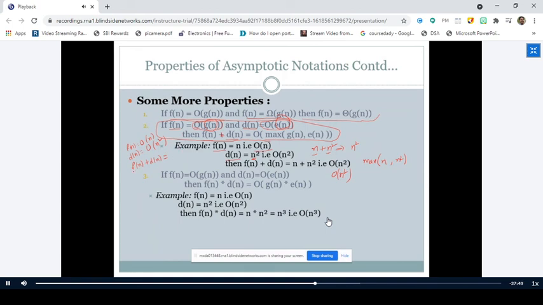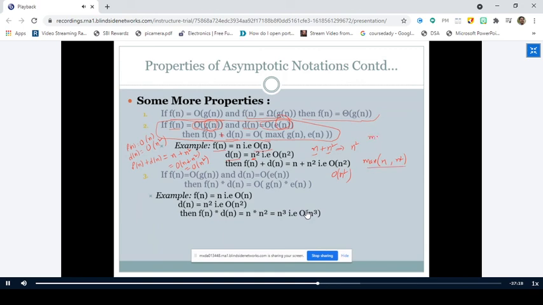So if I combine this f of n and d of n, what is the time complexity of f of n? It is n. Plus, what is the time complexity of d of n? It is n square. Now if you find this big O of n plus n square, the result will be big O of n square only, according to the formulas which we have explained earlier. Right? So this can be explained like this also.